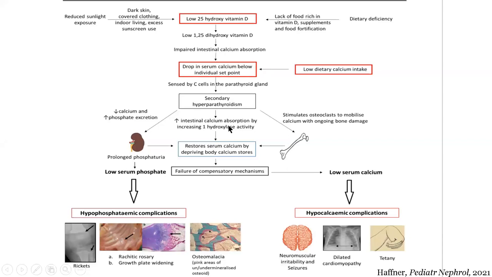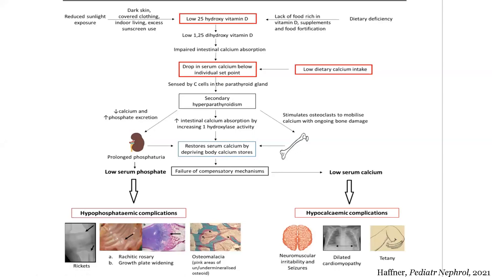So secondary hyperparathyroidism, what does it do? It increases the calcium absorption by increasing 1-alpha hydroxylase activity, which restores the calcium balance in the serum. But at the same time, secondary hyperparathyroidism also leads to increased phosphate excretion from the kidneys. So it decreases calcium excretion and increases phosphate excretion, leading to low serum phosphate levels. So all these compensatory mechanisms compensate for calcium, and hence we get normal calcium levels.